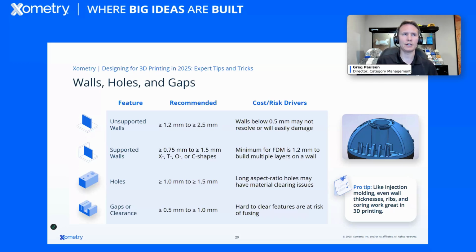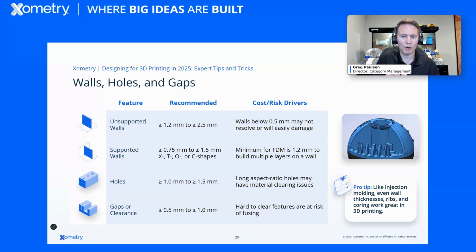These are some general guidelines, but something really to look at is we consider walls in two different ways, unsupported and supported. So an unsupported wall would just be a direct cantilever. We really want those to be at least 1.2 millimeters thick. 2.5 millimeters is better for a more coarse process like FDM, especially large format printing. But just know that walls below 0.5 millimeter won't resolve or may easily be damaged. So does this mean that printers can't make parts under 0.5 millimeter? No.